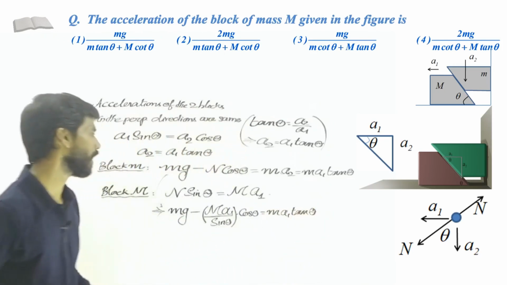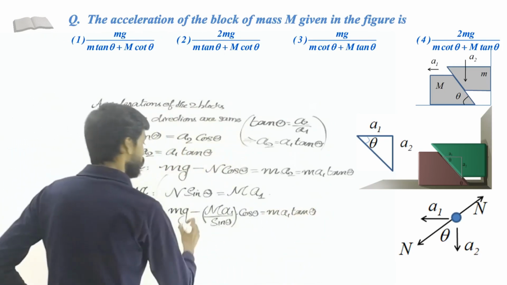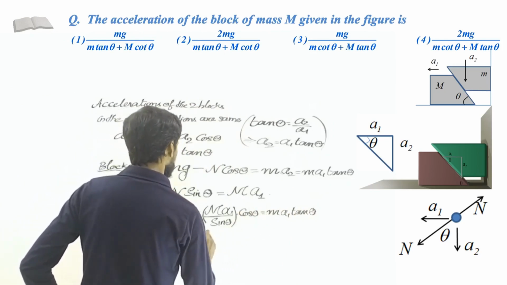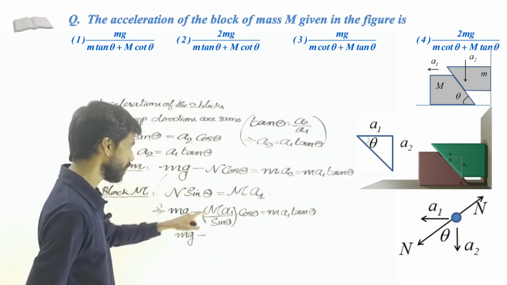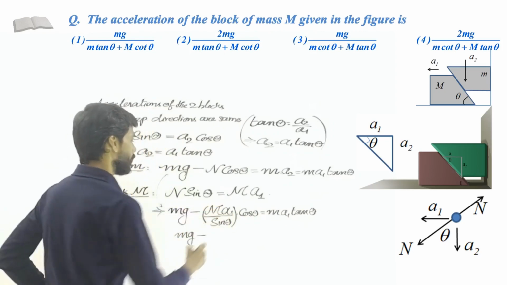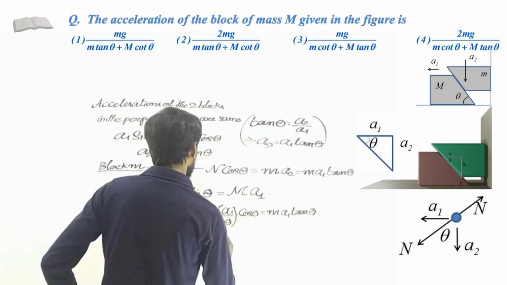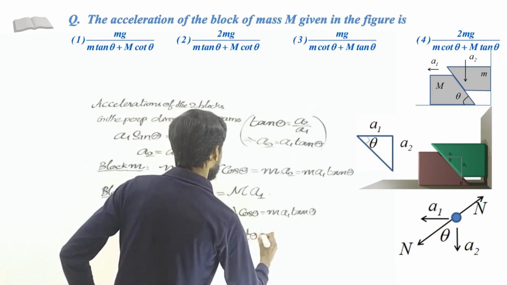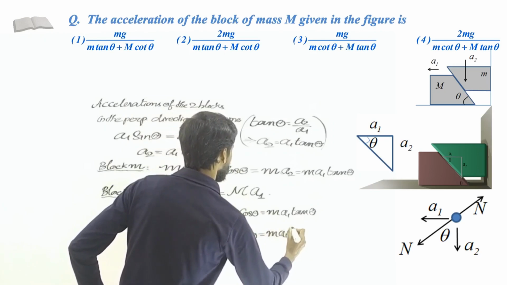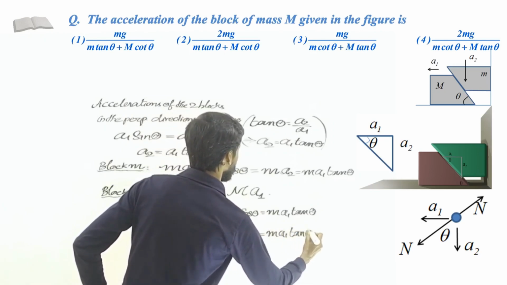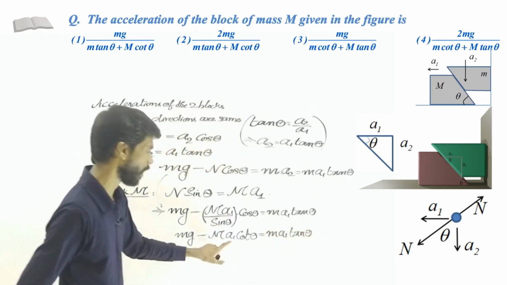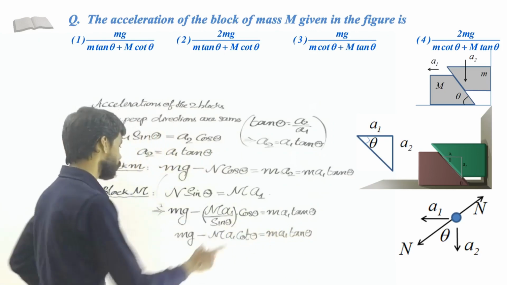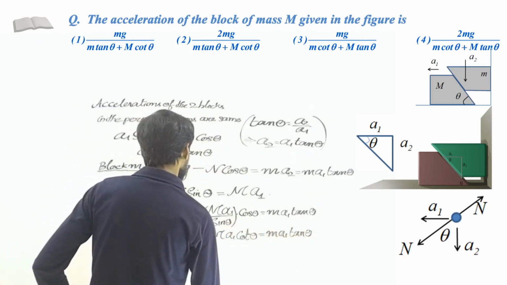Okay, so solve this to get the value of a1. So this is mg minus, what is this? This is m a1 cos by sin, so that can be written as cot theta. M a1 cot theta equals m a1 tan theta. Alright, so we can take these two common, right? So a1, so m tan theta, here it is capital M cot theta. So if you divide, you will get the required answer a1.